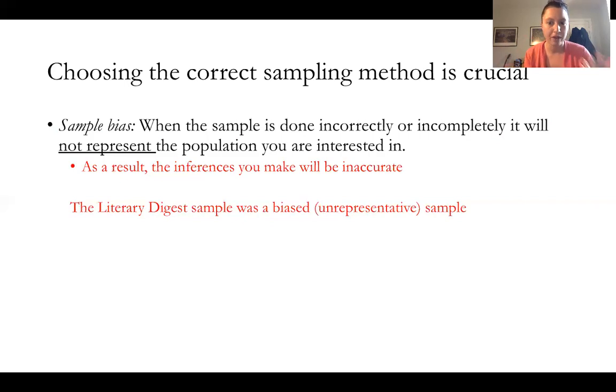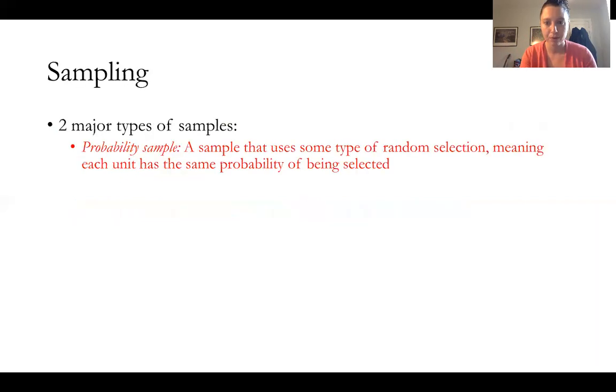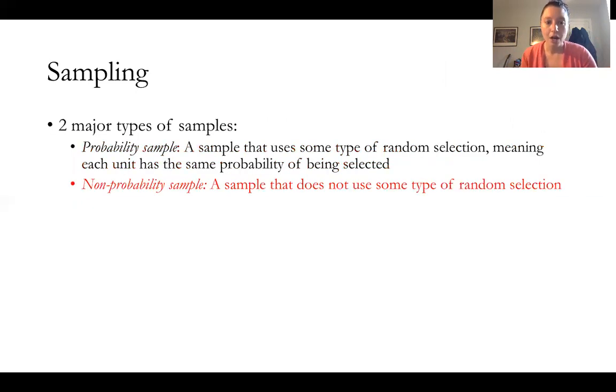There's lots of different ways to sample for different scenarios. There's 2 major types of samples. The first is a probability sample. This is a sample that uses some type of random selection. That's the word I want you to think of. Random selection or something close to it. And what that means is that each unit has the same probability of being selected. And then we have non-probability samples. These do not use some type of random selection. They use something else. We'll talk about those in the next video.